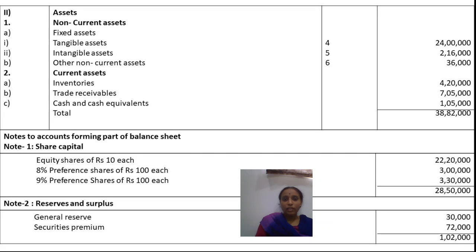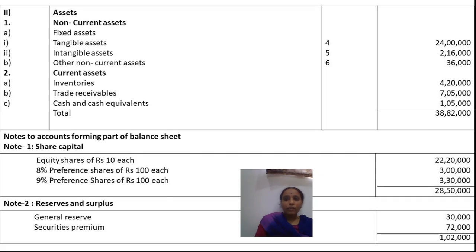The explanation relating to these assets and liabilities is given in the notes in detailed form. Share capital: equity shares, how much did we get? 22 lakh 20,000 of 10 each, and preference shares 3 lakh we have received. At present we have 3 lakh 8% preference shares, and 9% preference shares 3 lakh 30,000, which are paid to Y Company Limited. So altogether the share capital amount is 28 lakh 50,000.